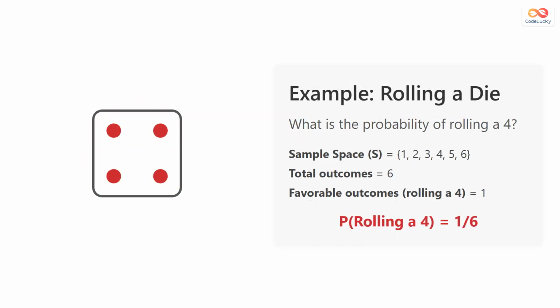Now let's consider rolling a standard 6-sided die. What's the probability of rolling a 4? A die has 6 faces, numbered 1 through 6, so our total number of outcomes is 6. Only one of those faces is a 4, so we have one favorable outcome. This means the probability of rolling a 4 is 1 out of 6.